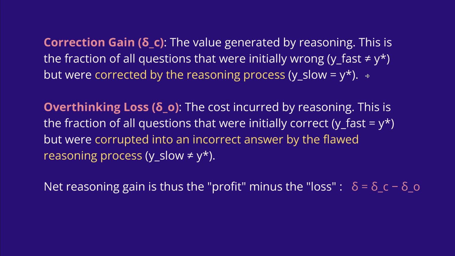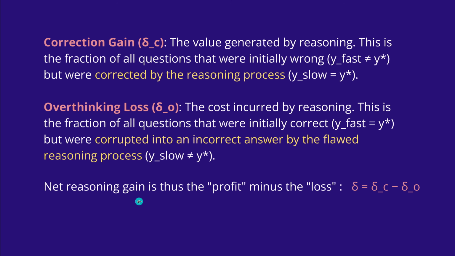But at the same time, the authors found we have a negative effect, an overthinking loss, gain and loss. So this costs, if you want, now also by reasoning. This is the fraction of all the questions that were initially answered correct by the LLM, but were later on corrupted into an incorrect answer by a non-optimal reasoning process. The LLM just decided, okay, I don't know if this is a correct answer, so I reason about it, and it turns out it reasons to an incorrect answer.